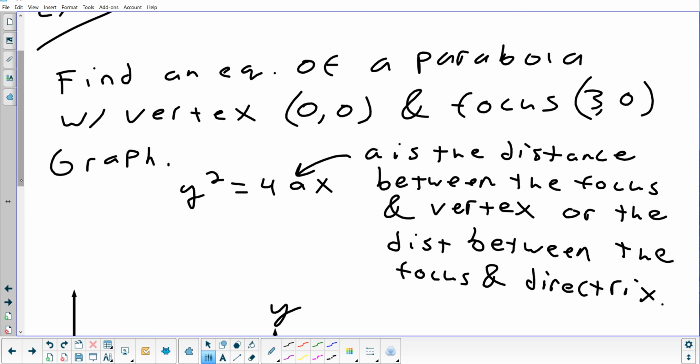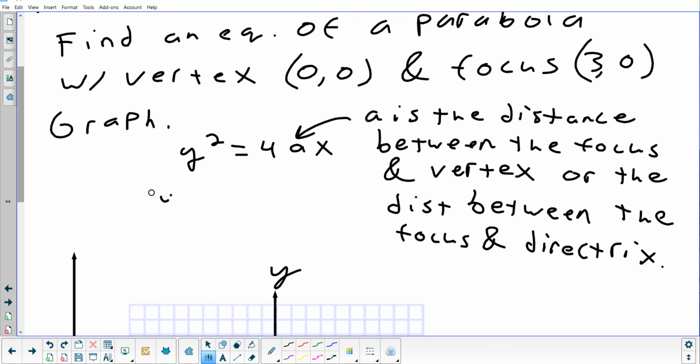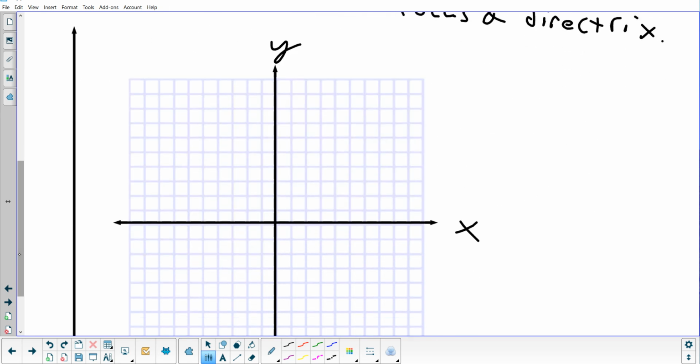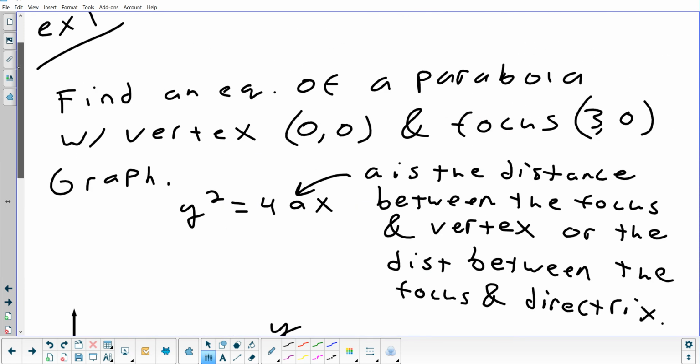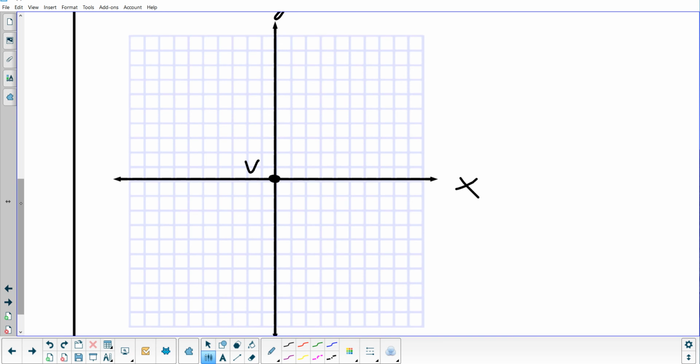All right, so let's see if we can get our equation. First, let's say we didn't even know that it was supposed to be y squared equals 4ax. Let's sketch that and see what it looks like. Here's your vertex. And your focus is (3, 0). That's 3 to the right. Which way does the parabola have to open if the vertex and focus are situated like that? Yeah? Is that right? It has to open to the right.